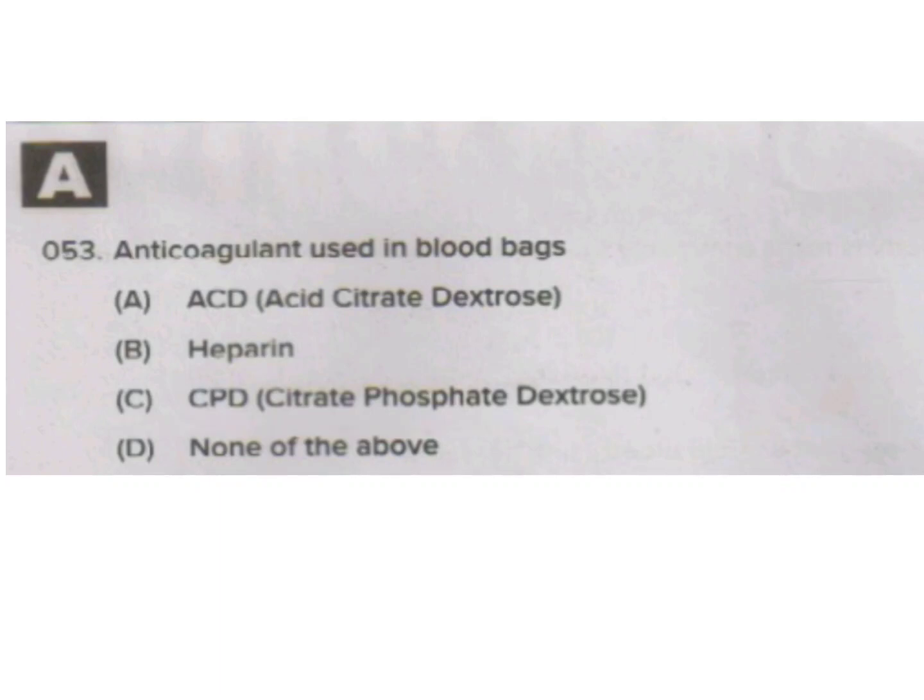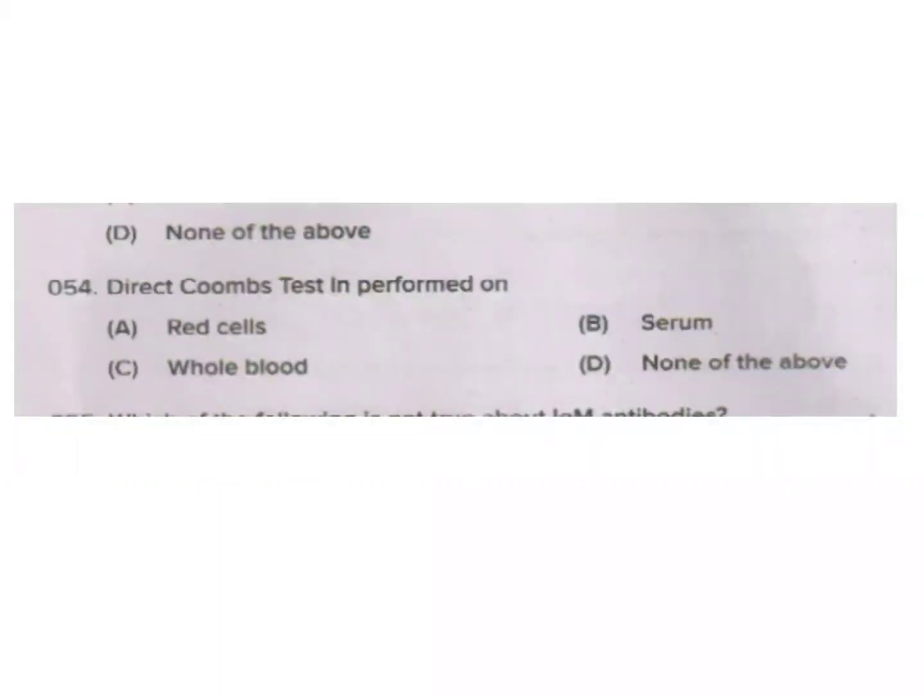Next question. Direct Coombs test is performed on. Four options: option A red cells, option B serum, option C whole blood, option D none of the above. Direct Coombs test is performed on red cells. The answer is option A red cells.